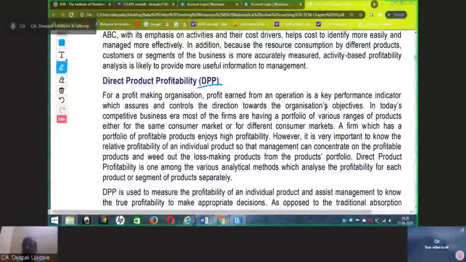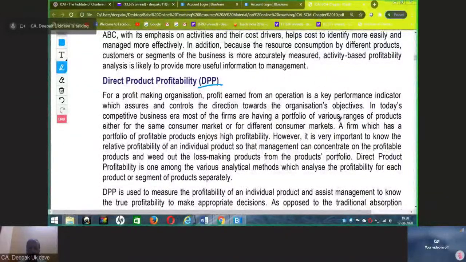And therefore, you have to design your product portfolio, your product mix, your market share, etc. based on the market conditions, based on the market environment. And the product which gives maximum profitability should be highlighted, should be focused on. So you should have a product portfolio, product basket, which brings the highest profitability. And DPP, direct product profitability, therefore, is used to measure the profitability of an individual product.